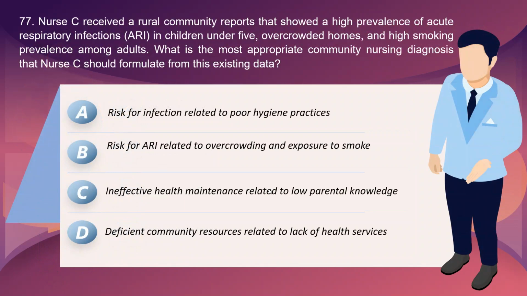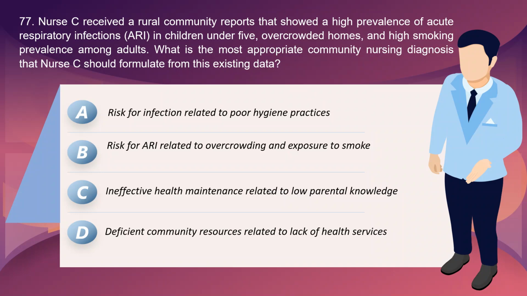77. Nurse C received a rural community report that showed a high prevalence of acute respiratory infections, or ARI, in children under 5, overcrowded homes, and high smoking prevalence among adults. What is the most appropriate community nursing diagnosis that Nurse C should formulate from this existing data? Letter A, risk for infection related to poor hygiene practices. Letter B, risk for ARI related to overcrowding and exposure to smoke. Letter C, ineffective health maintenance related to low parental knowledge. Or letter D, deficient community resources related to lack of health services.